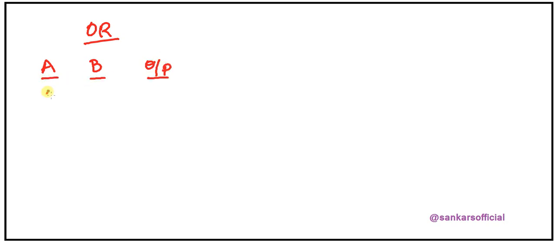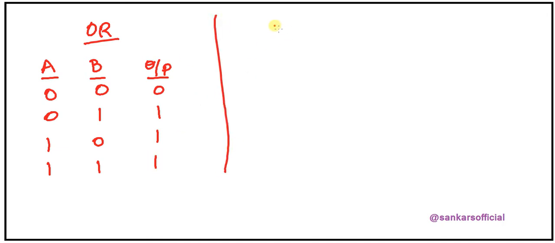If A is 0, B is 0, then the output is 0. If A is 0, B is 1, then the output is 1. If A is 1, B is 0, then also the output is 1. If A is 1, B is also 1, then the output is 1. So this is the truth table associated with the OR gate.